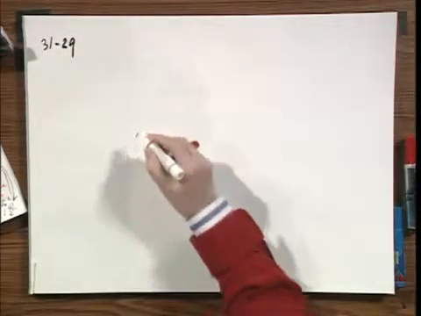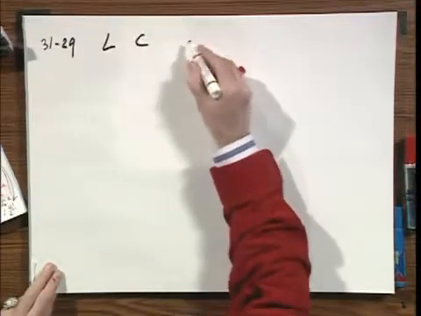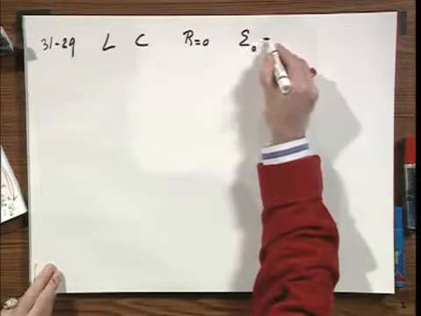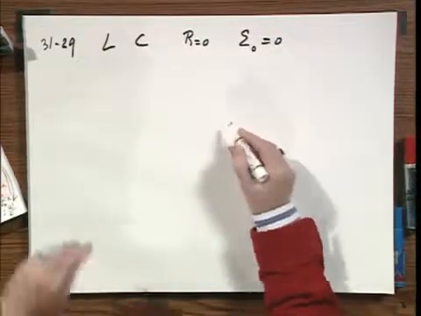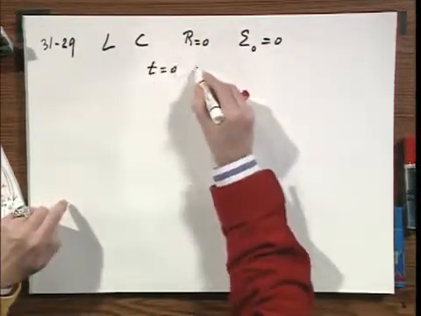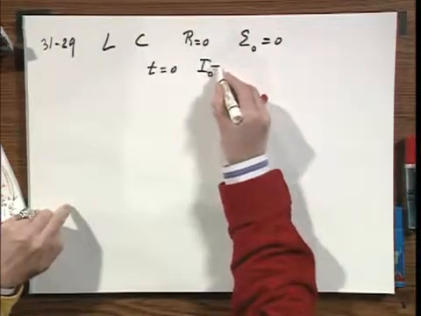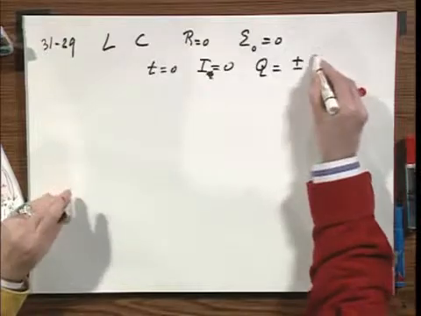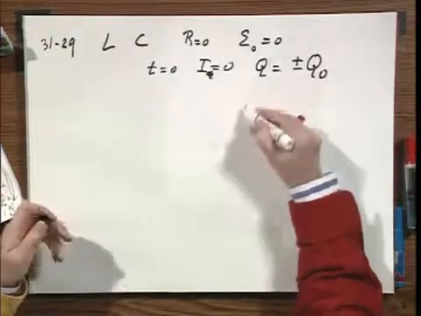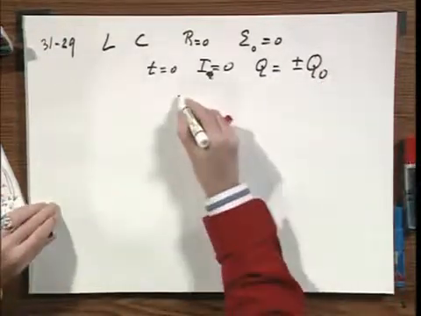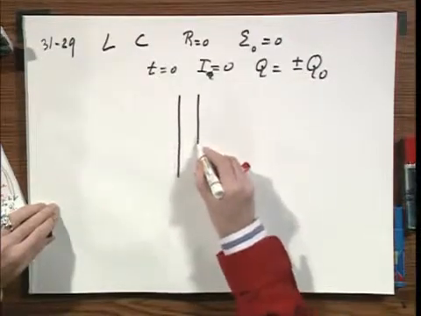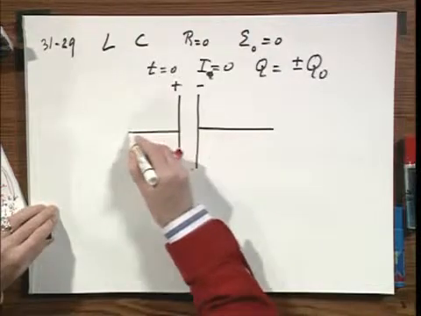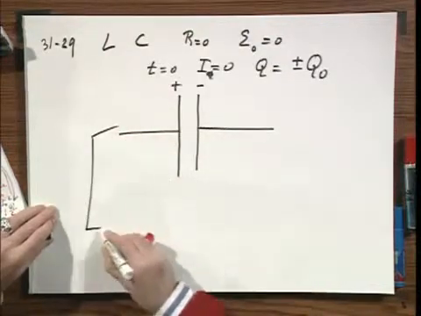We have an L, we have a C, R is 0, epsilon 0 is 0, so there's no driving voltage. And at t equals 0, I equals 0, and Q on the capacitor is either plus or minus Q0. One plate, of course, has a positive charge and the other plate has a negative charge. Positive, negative.